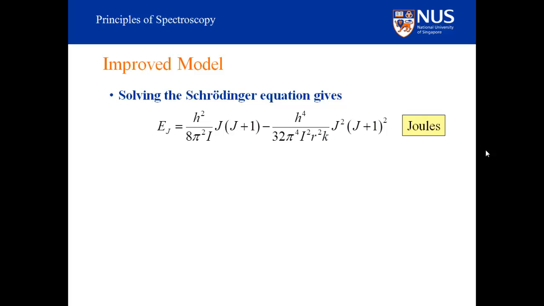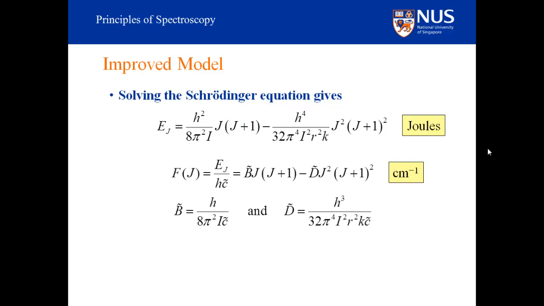If we solve the Schrödinger equation, where we allow the bond to stretch according to the simple harmonic oscillator model, then this is the expression we come up with. The first term here is the term that we had originally for the rigid approximation, that is B times J into J plus 1. These set of parameters here are my rotational constant B. But I have a second term over here, which has a rather nasty set of parameters times J squared into J plus 1 all squared. This nasty set of parameters here is my centrifugal distortion constant D.